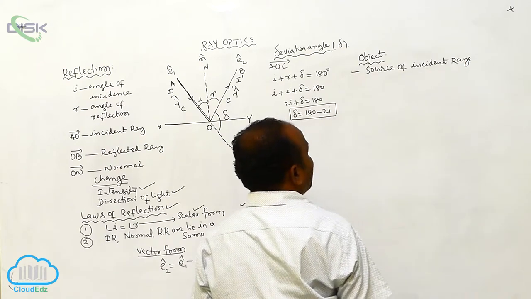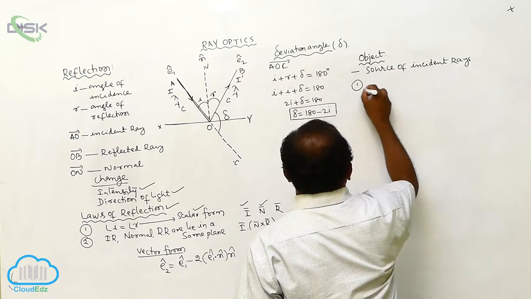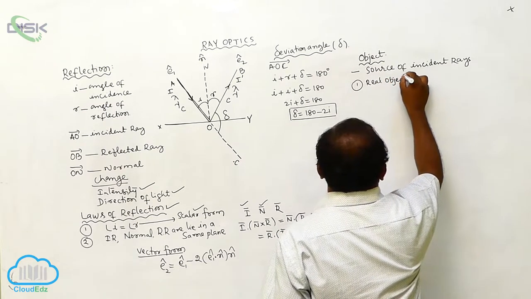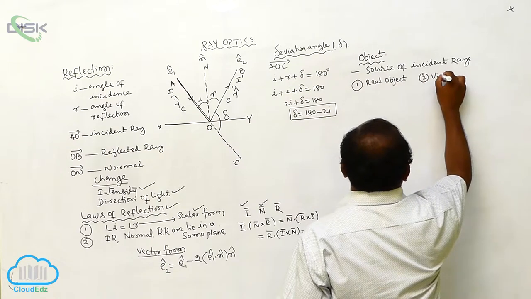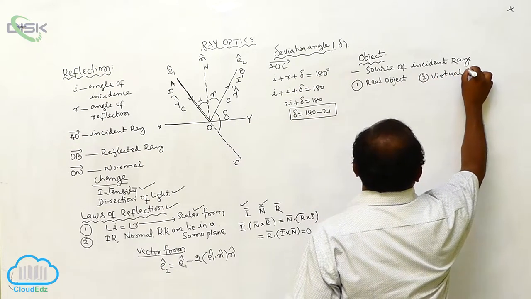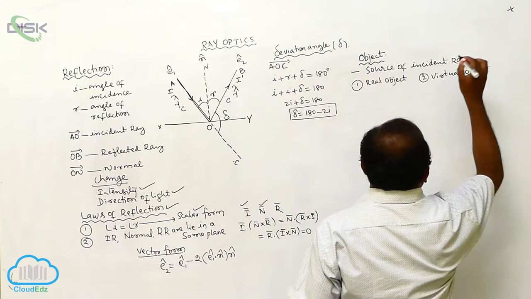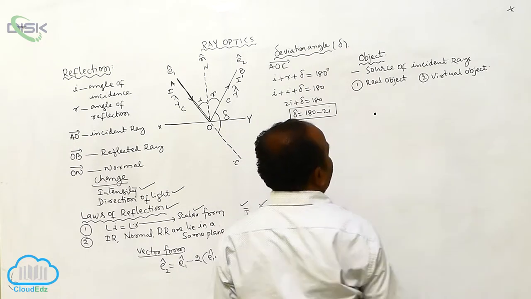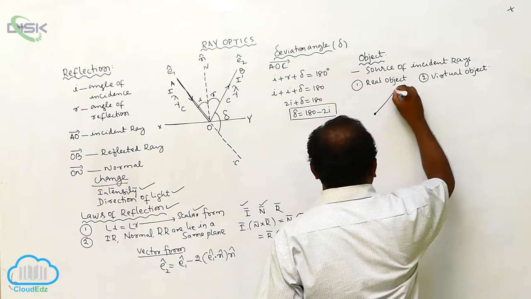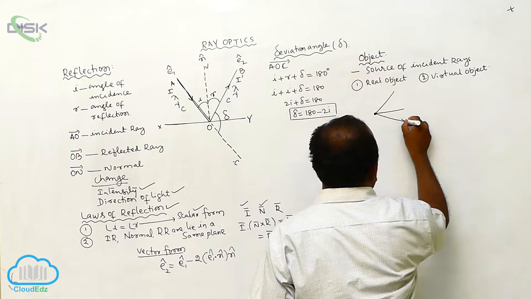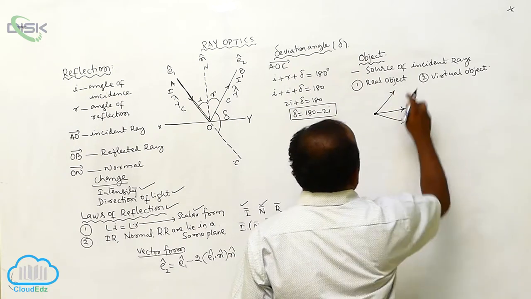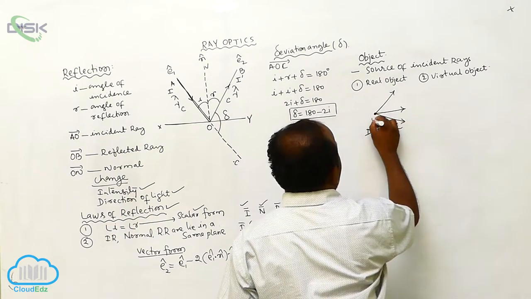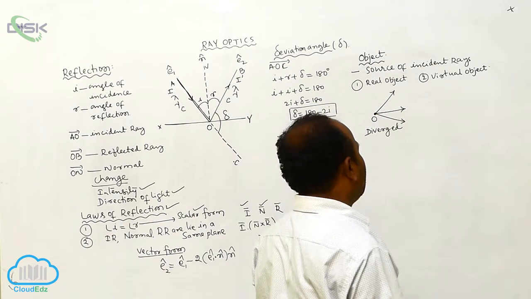These objects are of two types: real object and virtual object. If the incident rays are diverged, then it is called a real object.